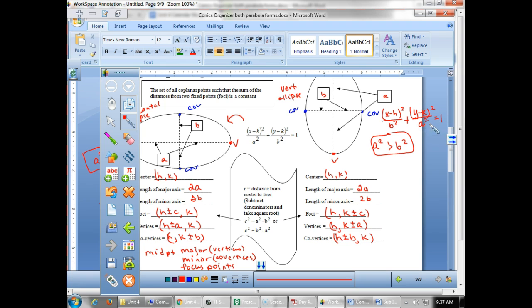The biggest takeaway is this. Don't worry about whether it's a or b, or a squared or b squared. The larger denominator, wherever that is, will elongate it in the direction of its numerator. So if the larger denominator is with y, it elongates in y's direction. If the larger denominator is with x, it elongates in the x direction, changing how it's elongated.